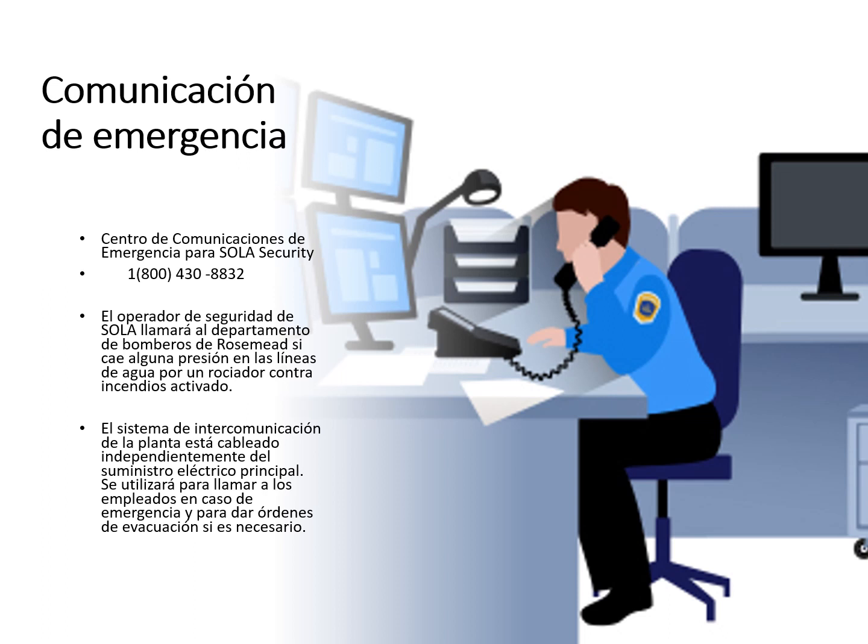SOLAS Security number is 1-800-430-8832. SOLAS Security operator will call Rosemead City Fire Department if any pressure drops in the water lines by an activated fire sprinkler. Plant intercom system is wired independently from main electric power supply. Will be used to call employees in case of emergency and to give evacuation orders if needed.